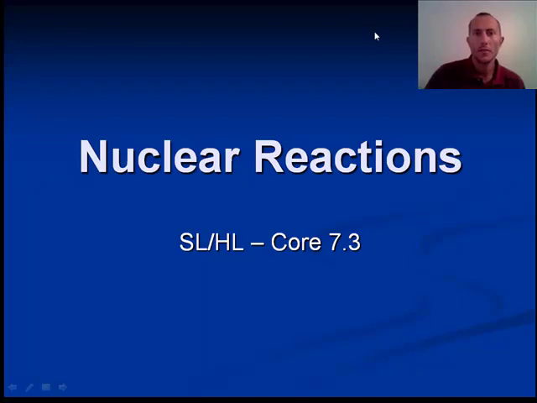Topic 7.3, nuclear reactions. Nuclear reactions differ from chemical reactions in that nuclear reactions are processes that occur in the nucleus. When we talk about chemical reactions, those interactions occur between valence electrons of different elements. Nuclear reactions occur within the actual protons and neutrons inside the nucleus of a specific element.